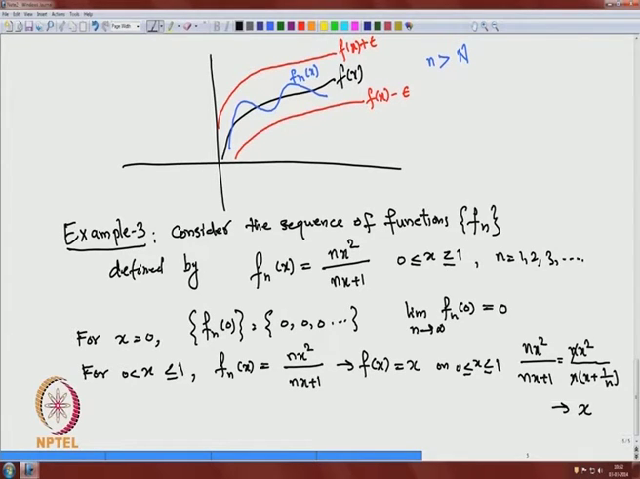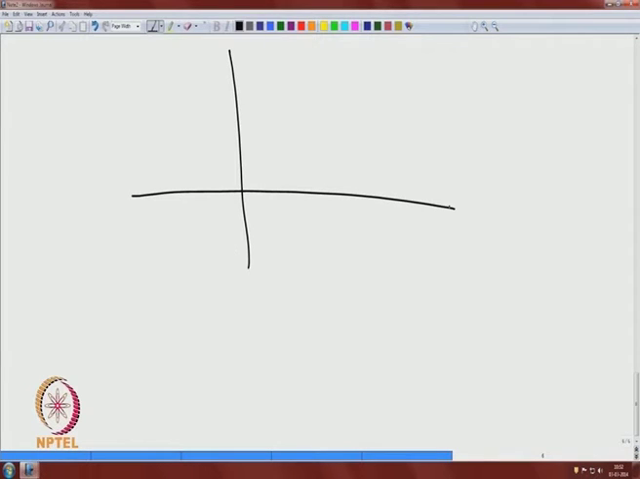So, graphically we can see that the graph of these functions, if this is 1, this y is 1. Then f x is equal to x is a limit function, and you will see that f 1 looks like a continuous function, and f 5, and as n is becoming larger and larger, it is clustering towards the function f x is equal to x.